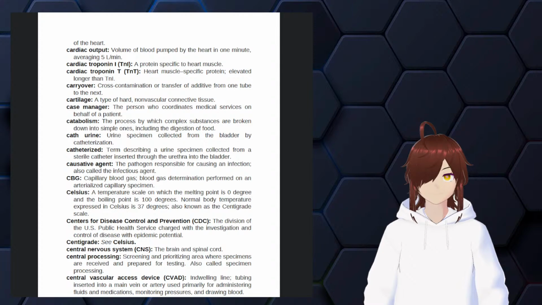Carryover: cross-contamination of additives from one tube to the next. Case manager: the person who coordinates medical services on behalf of a patient.